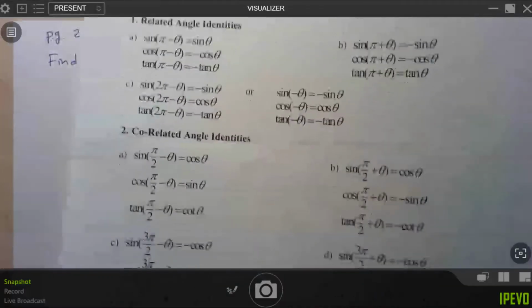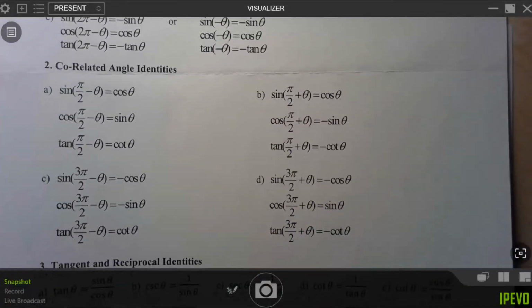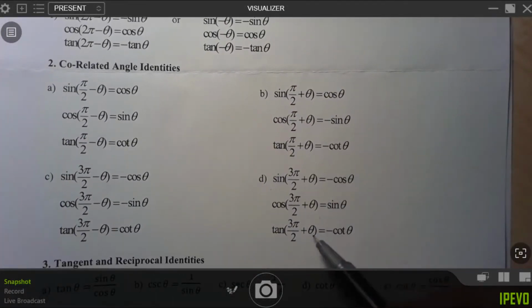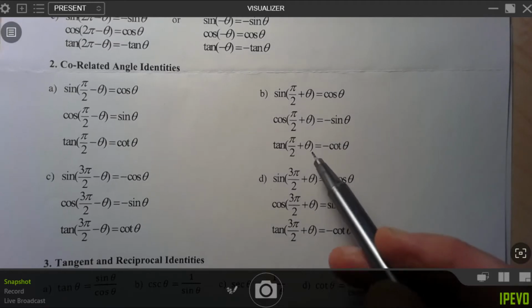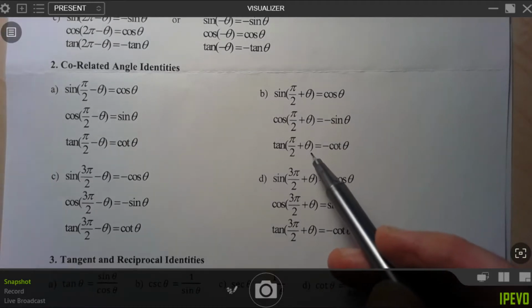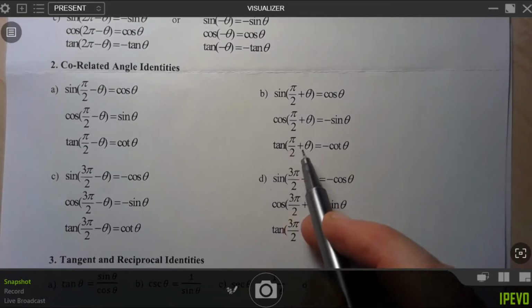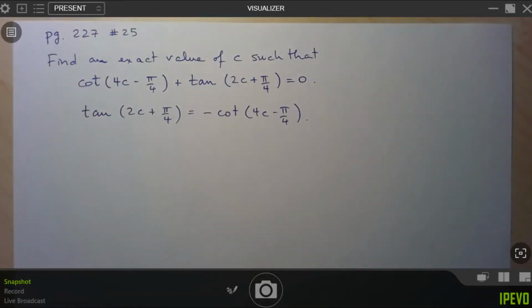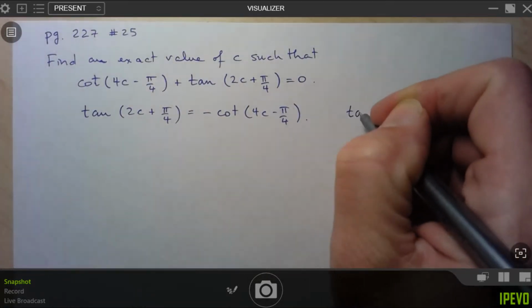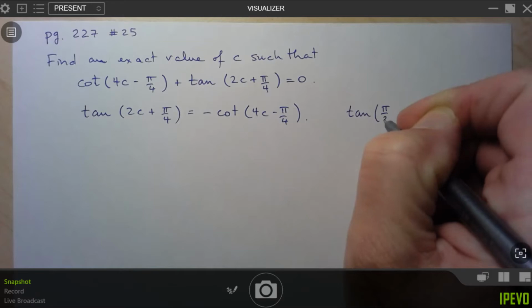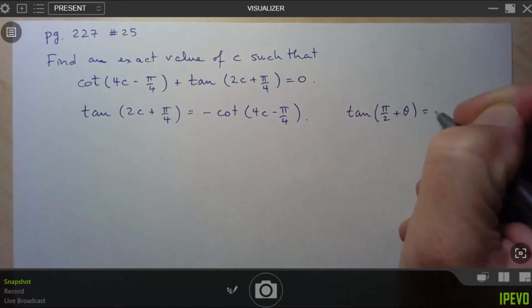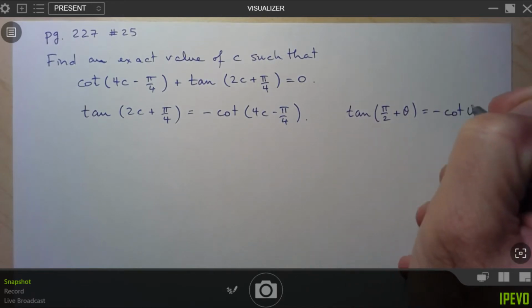Since I'm only looking for one of these values, I'm only going to need to use one of these two identities. In fact, maybe I'll find two different answers just to see how we can use two different identities to come up with two different answers. Let's start with this one here. Let's write that on the side. We have that tan of pi over 2 plus theta is equal to the negative of the cotangent of theta.